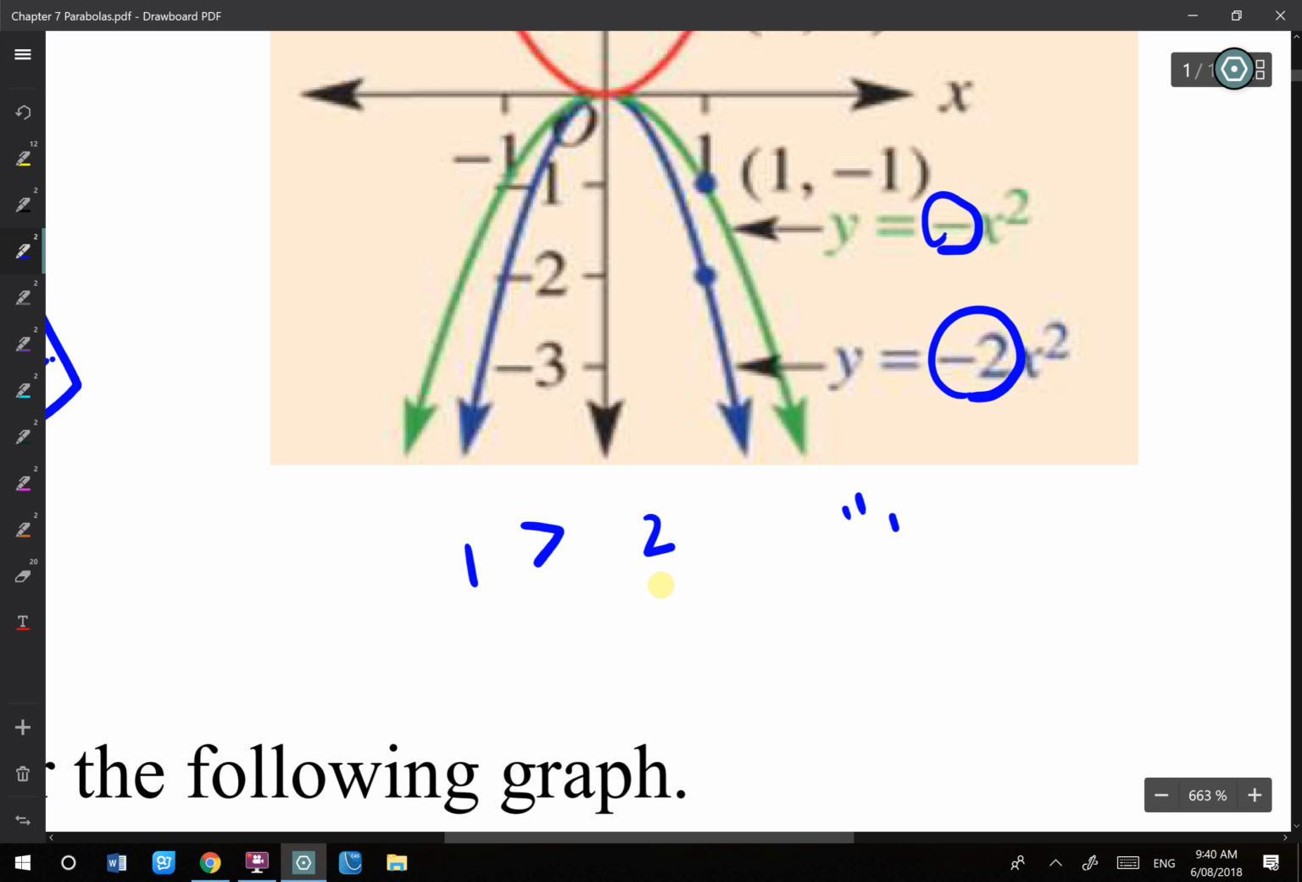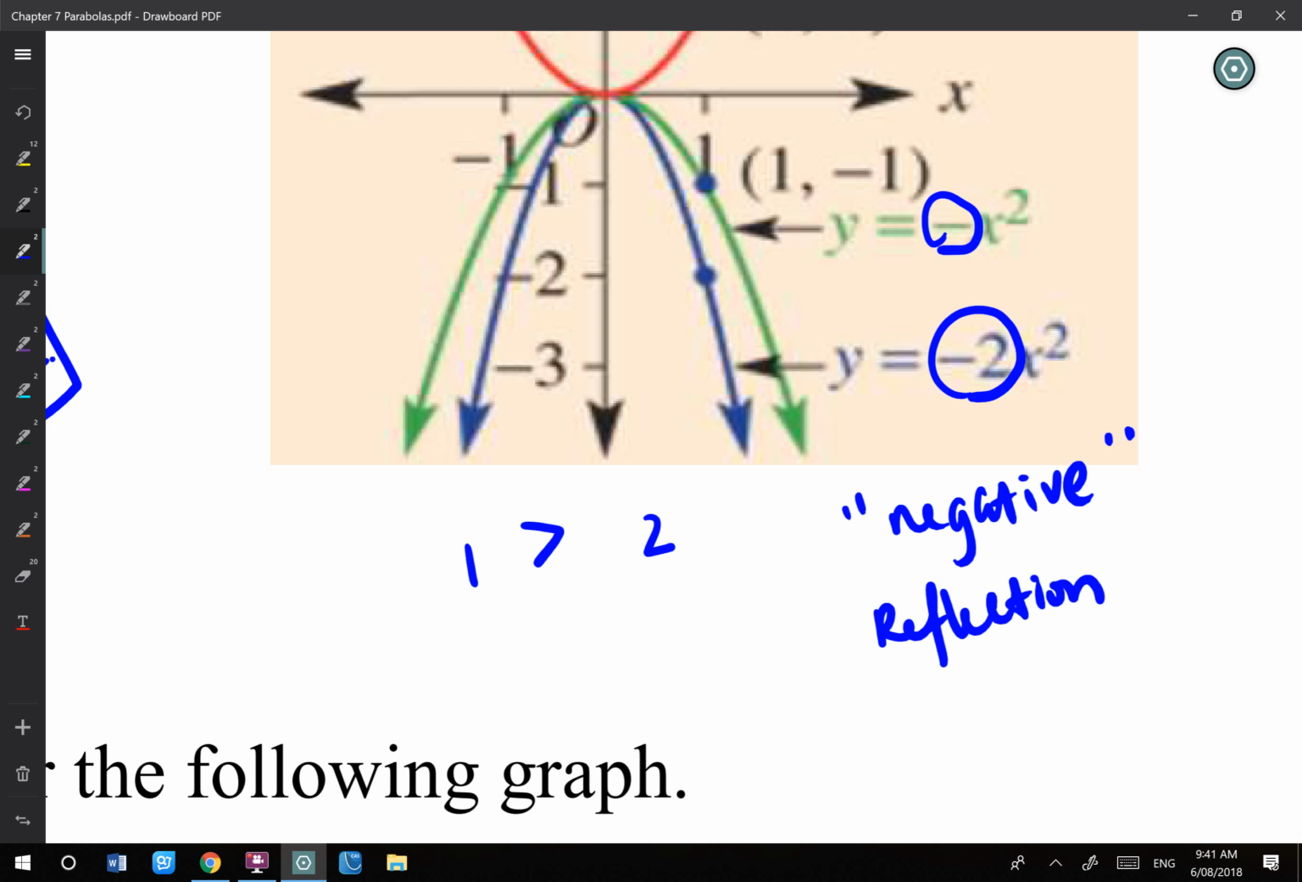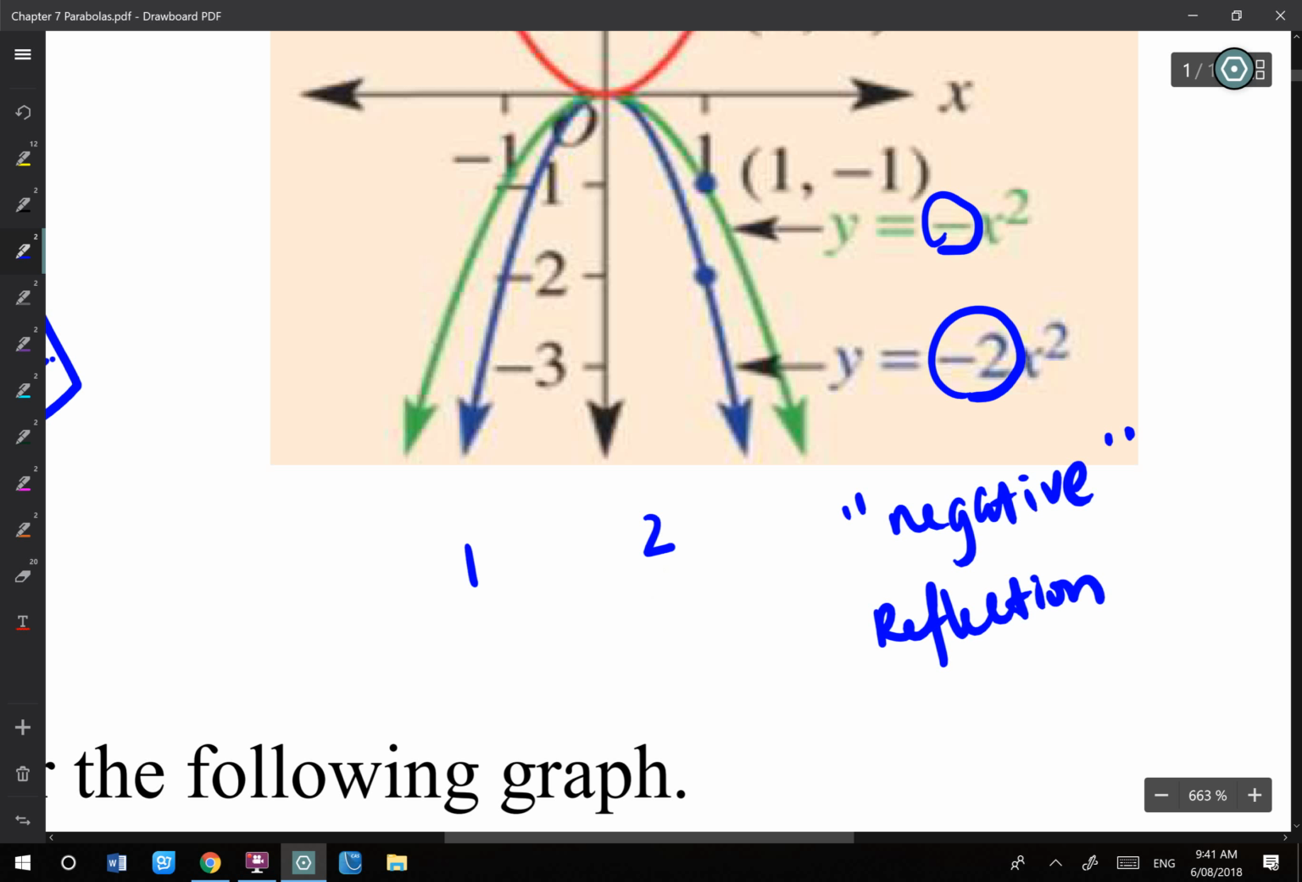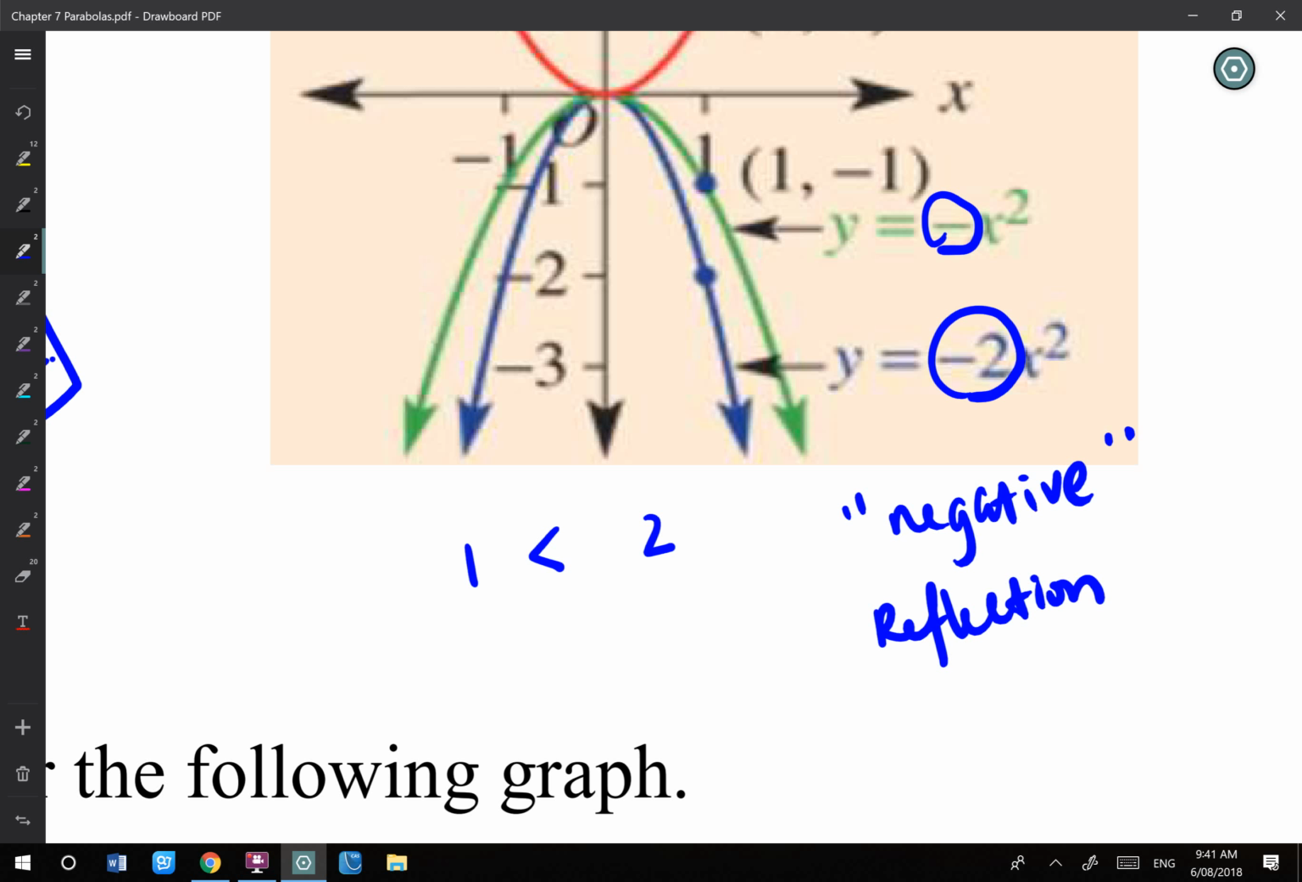The negative is only doing reflection. It's only in charge of reflection. It's not going to change how wide the graph is. It's only the actual value of 1 and 2 that changes the wideness, not the negative. Now if we just consider 1 and 2, 2 is larger than 1. Therefore, negative 2 will get a thinner graph. So the negative is only doing the reflection and not changing the wideness of the graph.